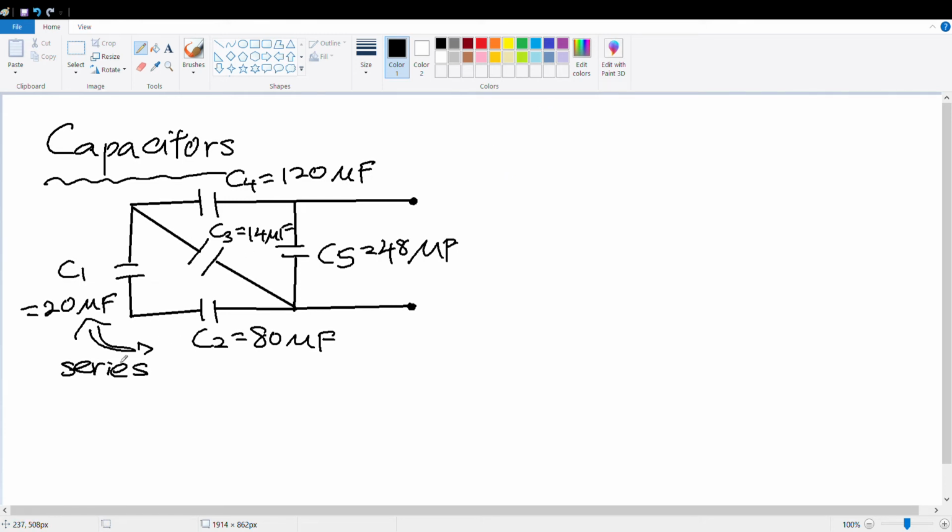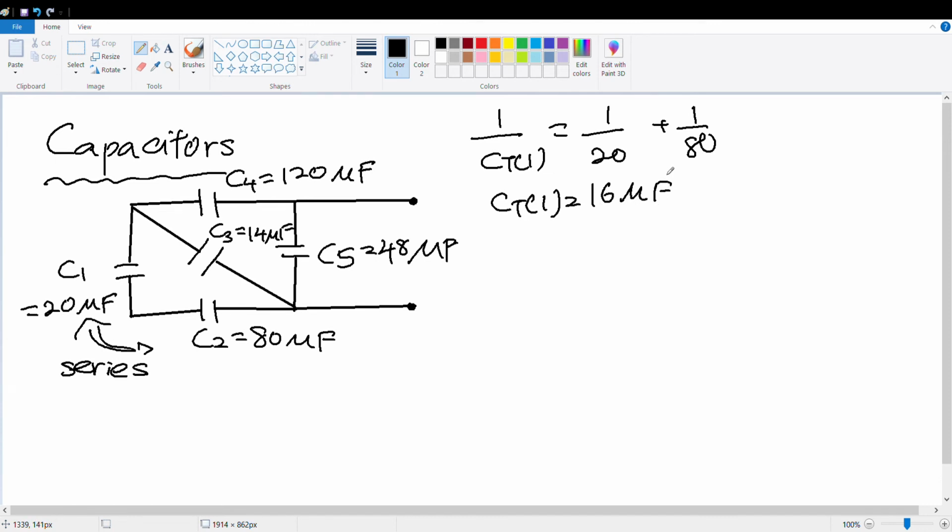For the first one, of course, which is series, my CT1 is equal to 1 over 20 plus 1 over 80. So my CT1 is actually 16 millifarad. So this is my CT1. The CT1 is the combination of C1 and C2.